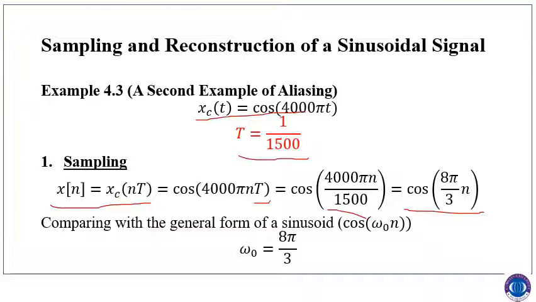So it means that if I sample the signal at a different frequency, I get the same discrete time signal. Comparing with the general form, our omega naught is 8 pi by 3. So we are getting the same discrete time signal even if we are sampling at a different time period. So let's move on to the next slide.